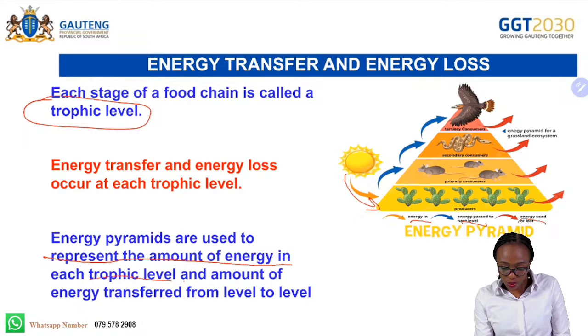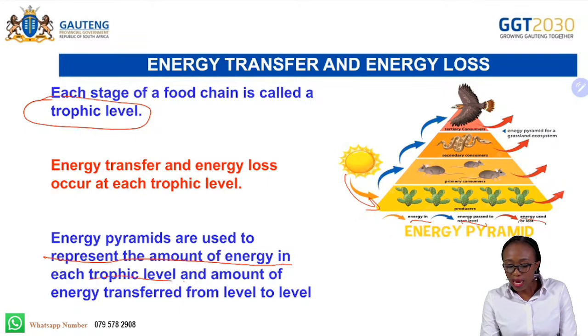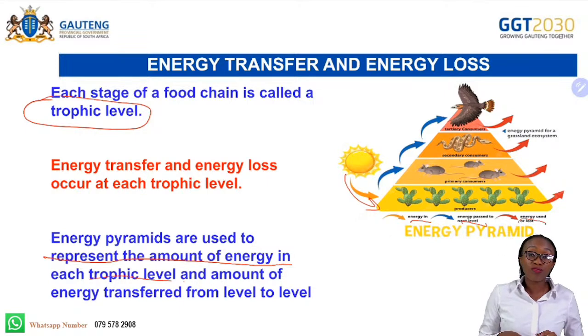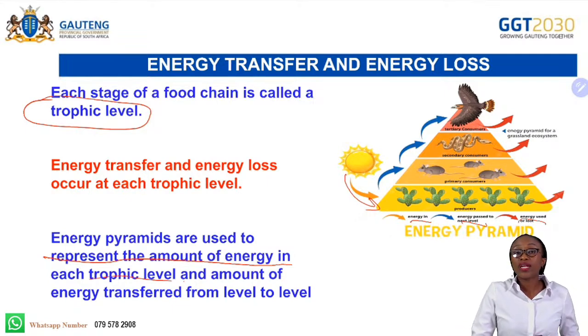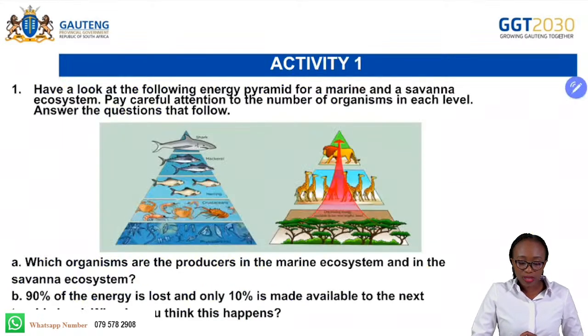Now, the producers will then be consumed by the primary consumer. So energy is transferred. The blue arrow is showing us energy transfer from producer to primary consumer. Then some energy is lost. So when the secondary consumer consumes the primary consumer, there's energy transfer and some energy lost. And when the secondary consumer is eaten by the tertiary consumer, energy is transferred to the tertiary consumer and some of it is lost. Some of it can be lost in the form of heat. So this is how energy is transferred from level to level, and energy pyramids help us to better understand that.